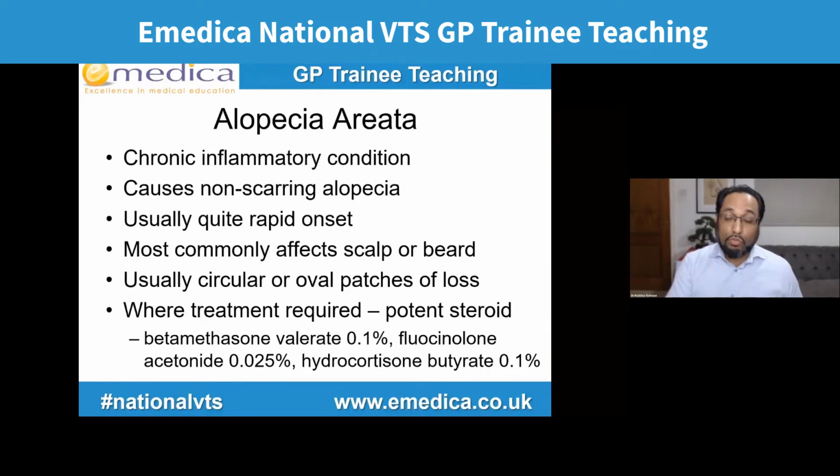And then you do often get other changes. So things like nail pitting, and you can also get leukonychia, so white bits on the nails, with alopecia areata. And where treatment's required, a potent steroid is first line. There's a couple of options here that you could use as a potent steroid to put on topically. It's like a foam or a liquid type thing that you put on.